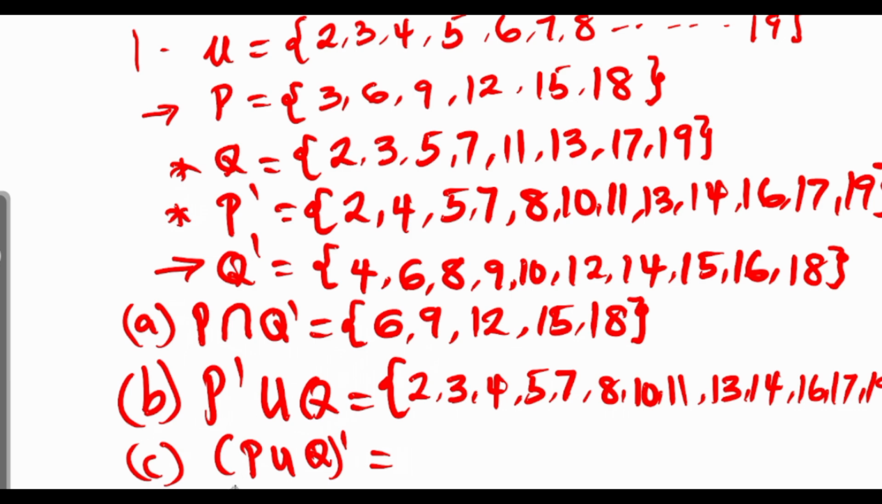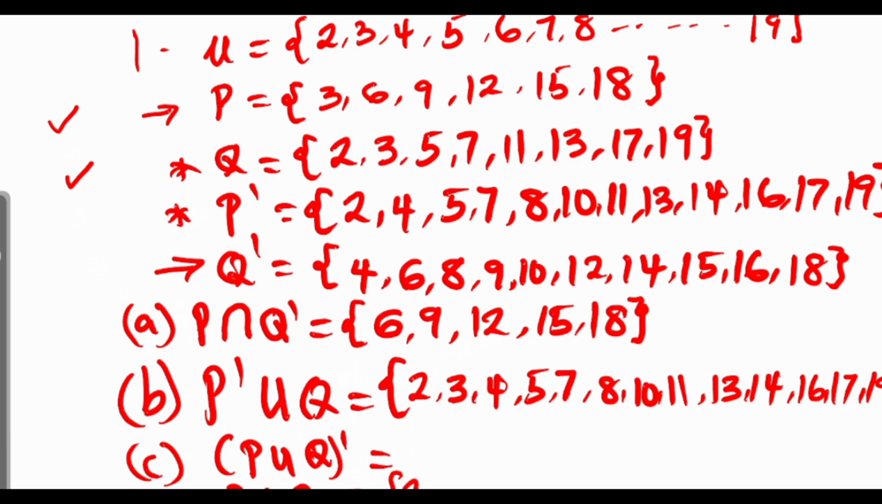P union Q. So let's get P union Q. It means we are going to unite all the elements in P and Q; all the elements are going to be represented. We are looking at this and this. All the elements should be represented, and at the same time, no element should be left out or repeated. So P union Q, let's go.